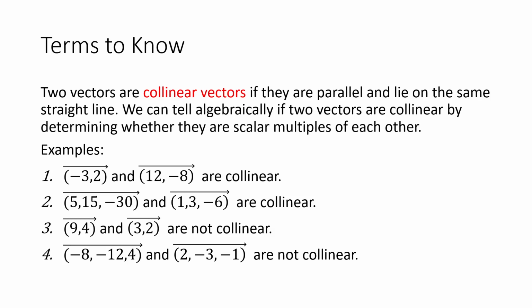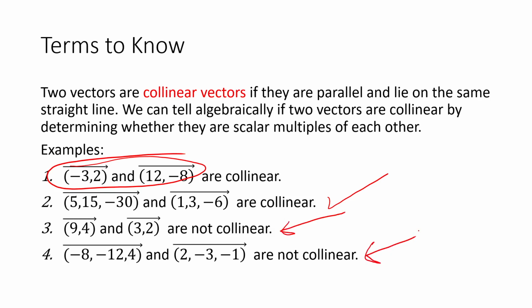Now, let's talk about terms to know. Two vectors are collinear vectors if they're parallel and lie on the same straight line. Now, you can tell algebraically if two vectors are collinear by determining whether they're scalar multiples of each other. So, for instance, these two vectors here, negative 3, 2, and 12, negative 8, are collinear because there's a factor of negative 4 there. Negative 3, 2 times negative 4 will give you the other one. And similarly, these vectors here, 5, 15, negative 30, and 1, 3, negative 6 are collinear. But these vectors are not collinear, and neither are these.